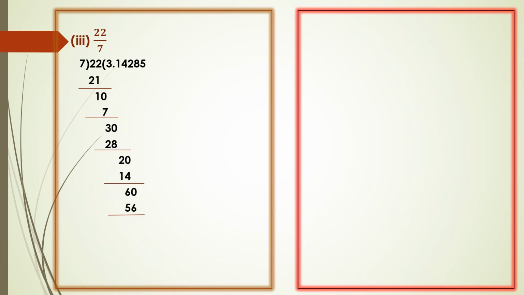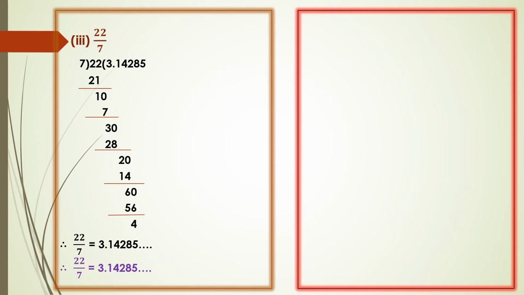So here is the next problem, 22 by 7. When you divide 22 by 7, you will get 3.14285, like that. With the remainder 0, you could continue, but here he asked only to change it into decimal form. So I did it till here only. Then your answer will be 3.14285, and so on. Our decimal form is finished.